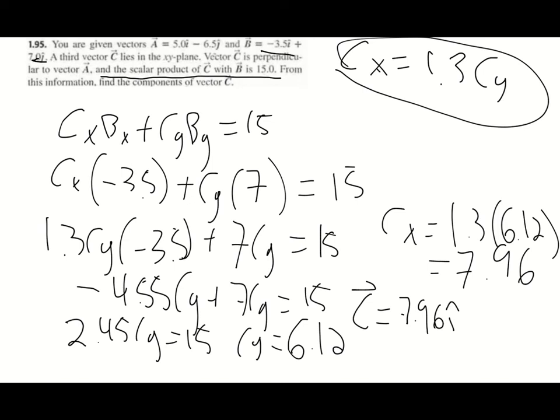So C is just going to be 7.96 I plus 6.12 J. And that should be the whole problem. That's the third vector that you're looking for. Remember, it's in the xy plane, so we shouldn't have a z component at all. Looks like we got it.